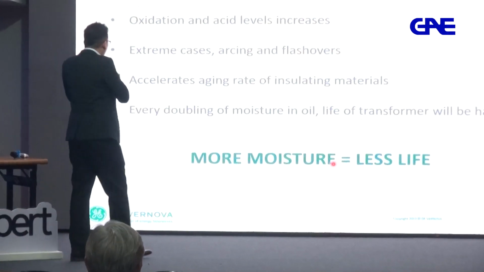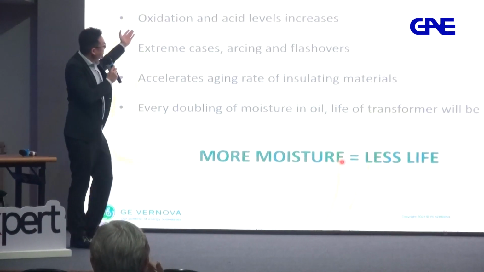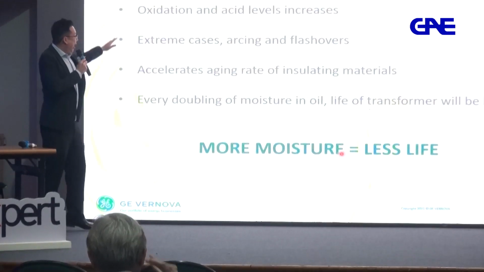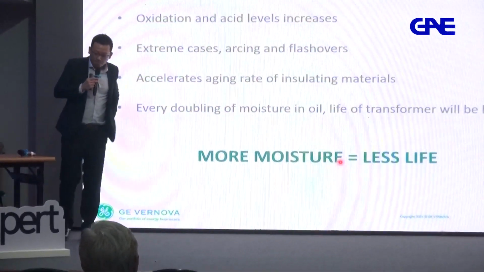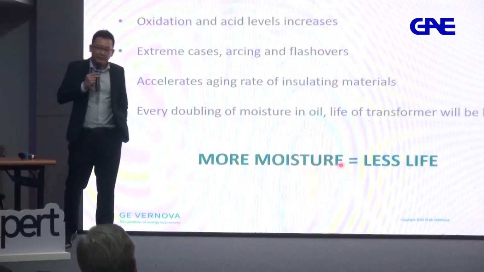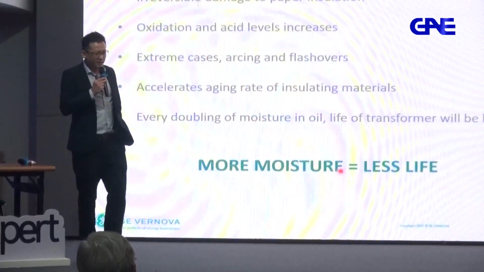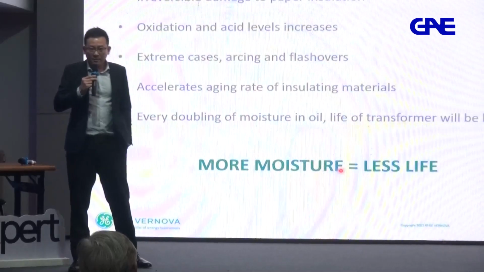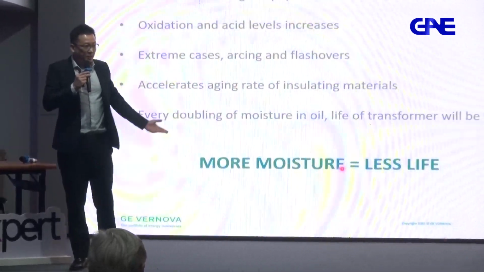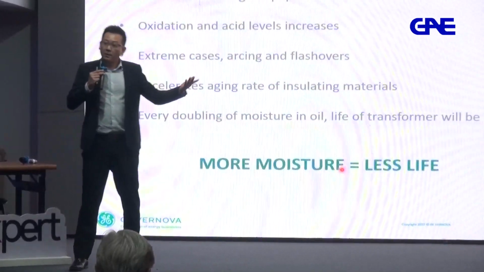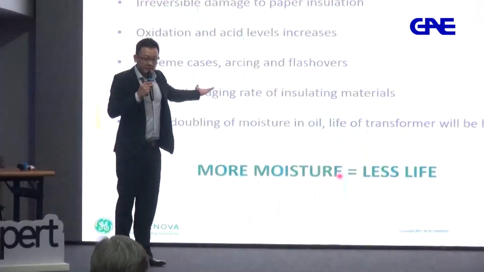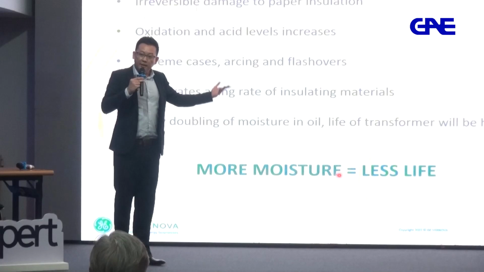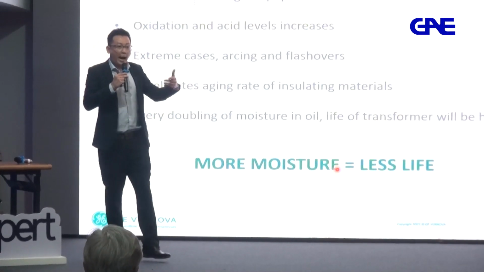So, irreversible damage to paper insulation, oxidation, and acid level increases. Sometimes we have customers asking us, is oxidation happening in transformer oil? The answer is yes. Like I mentioned, if you look at all the gases, the ppm, you see that we have oxygen inside. So when there's oxygen inside the transformer, what will happen?